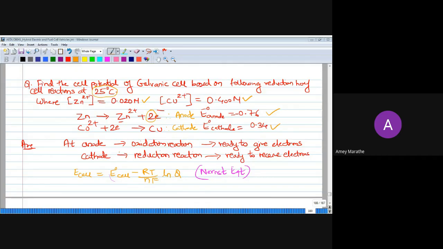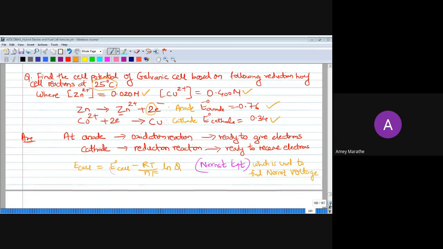So we know that at anode, we have the oxidation reaction. It means that the anode is ready to give up electrons. Similarly, cathode is ready to accept the electrons. And this particular formula is also known as the Nernst equation, which is used to find the Nernst voltage. So Nernst voltage is nothing but the electromotive force or the voltage which we are talking about. So if this is given to us, how do we calculate the Nernst voltage out of it?